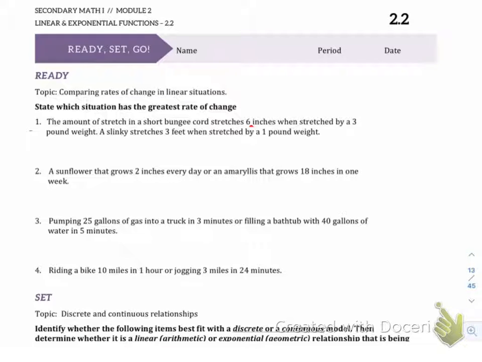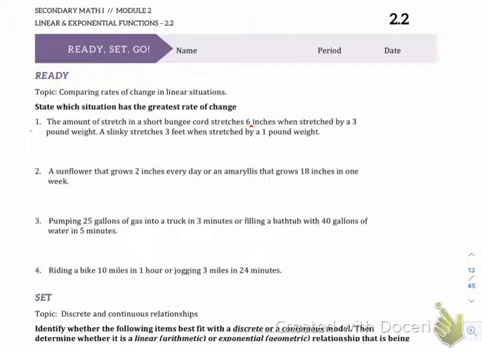Hello Math 1 students. So today we're going to do Ready Set Go for section 2.2, module 2, linear and exponential functions. It's a homework section where I have assigned you the homework. For that I'm going to explain a few problems from that.